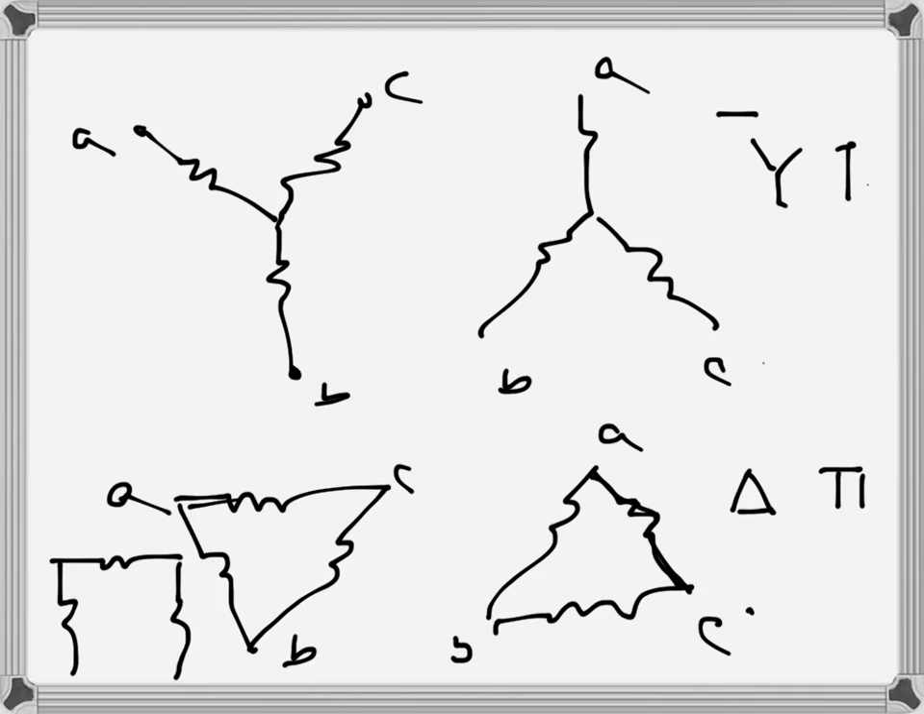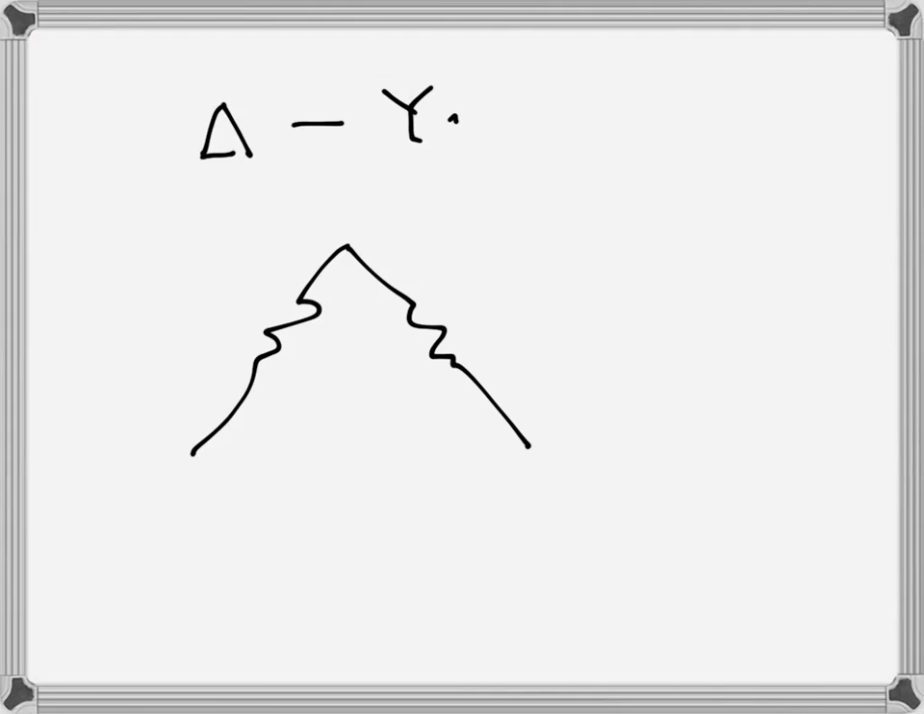Now what is important, sometimes we need to convert from delta to Y arrangement. So if we have in a circuit a delta shape, we want to convert the resistances into a Y arrangement, and then we have to change the values of the resistance. How that works, we will show. So we are talking about delta to Y conversion first, and let's say we have a delta connection like this here.